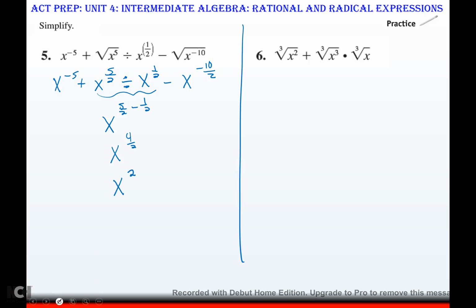Okay, bring everything else down. So I have x to the negative 5th here. This simplifies to x to the negative 5th. Those cancel, and I'm left with x squared.